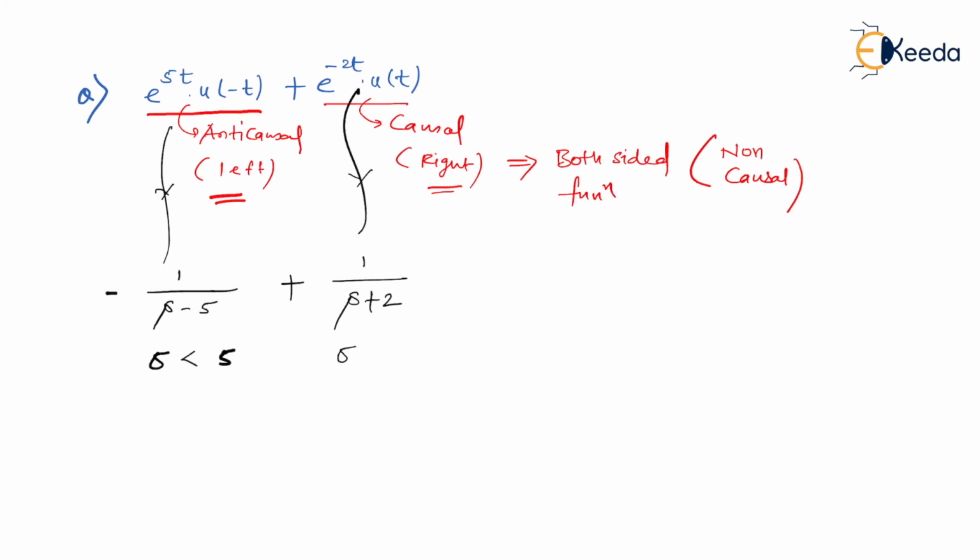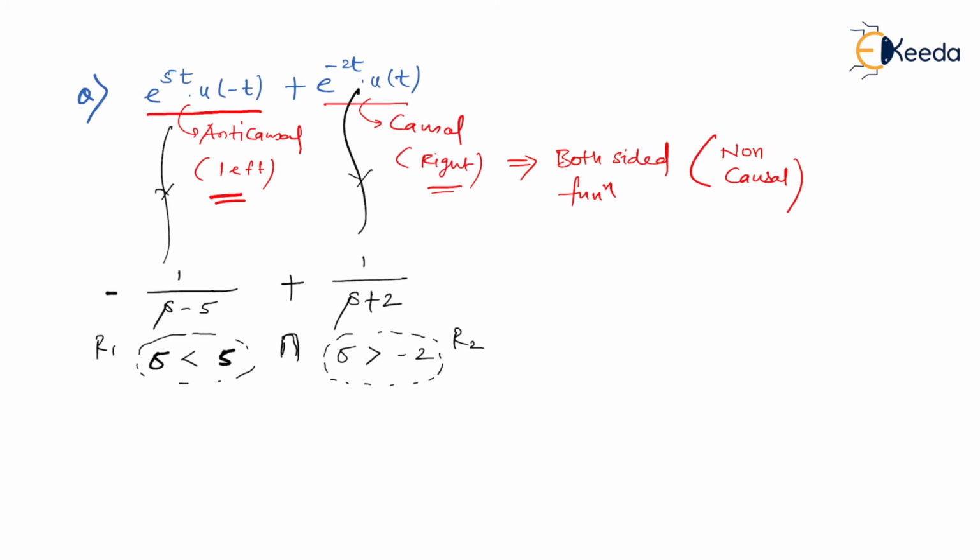And let's talk about the ROC. Sigma will have a relation with the pole, and the pole is located at minus 2. Since it is multiplied with u of t, sigma will be greater than the pole. So the first ROC I would consider as R1, and the second ROC I would consider as R2. You know that the effective ROC is the intersection of R1 and R2 together. So we try to see the common area.